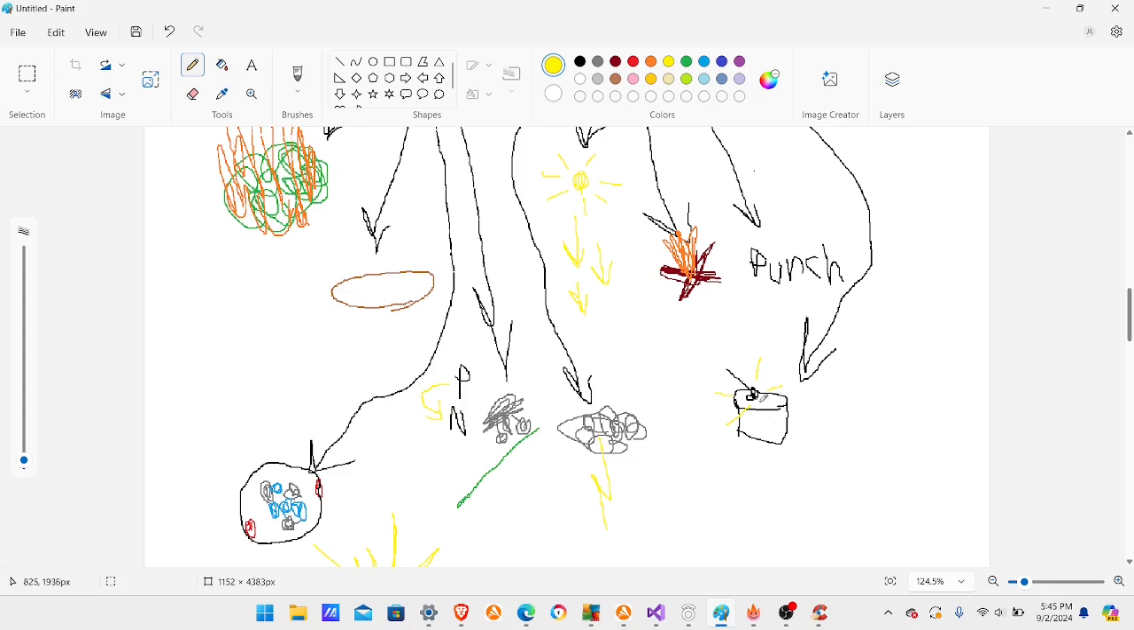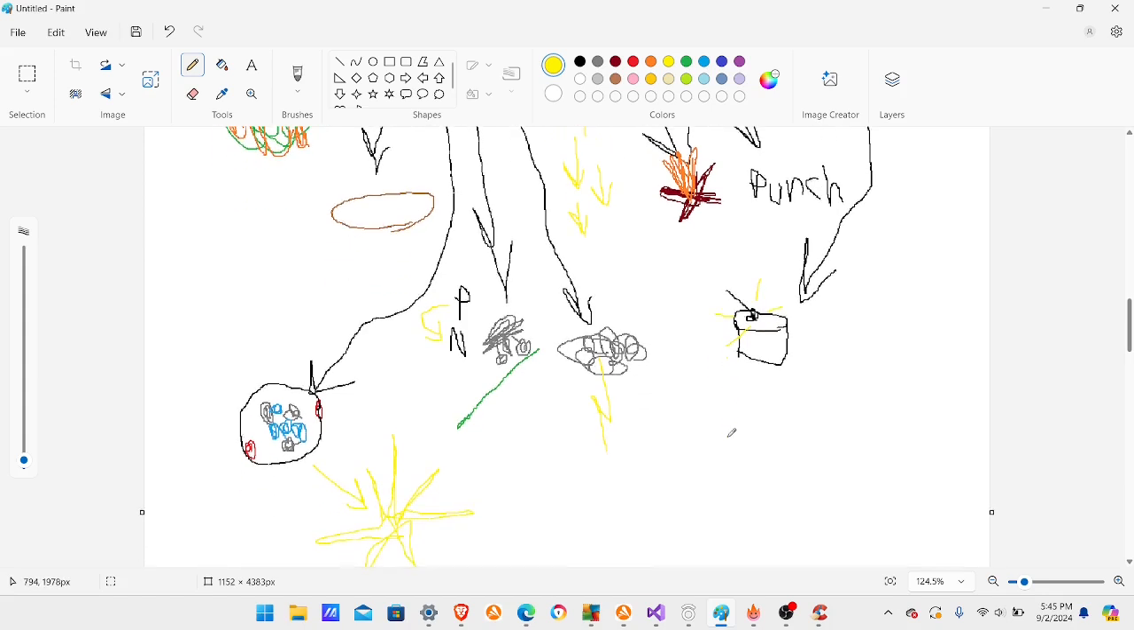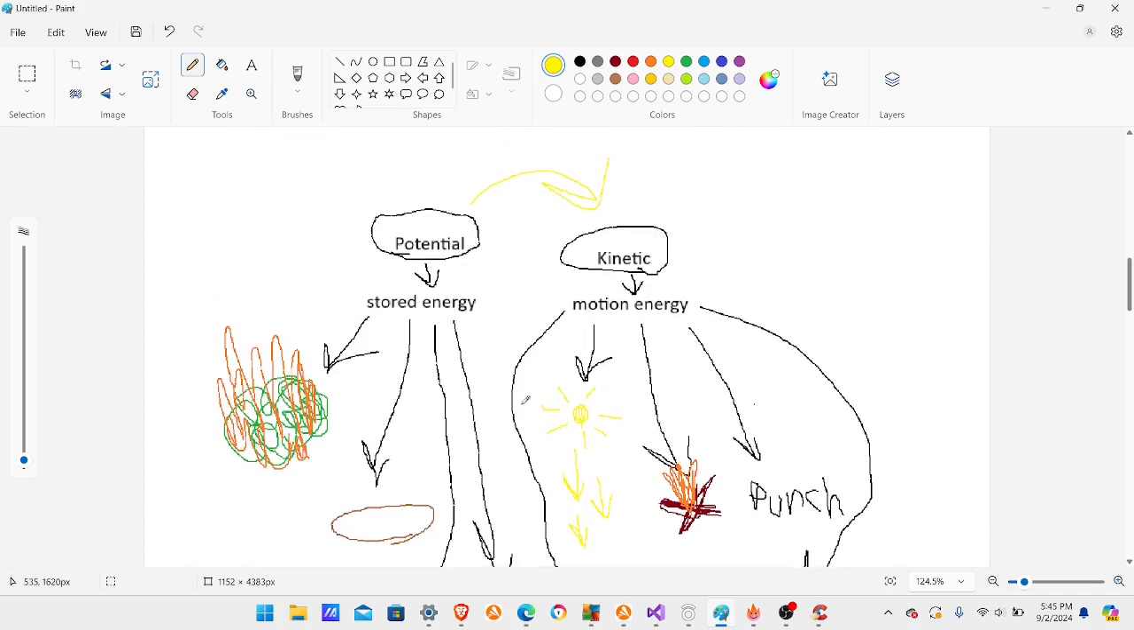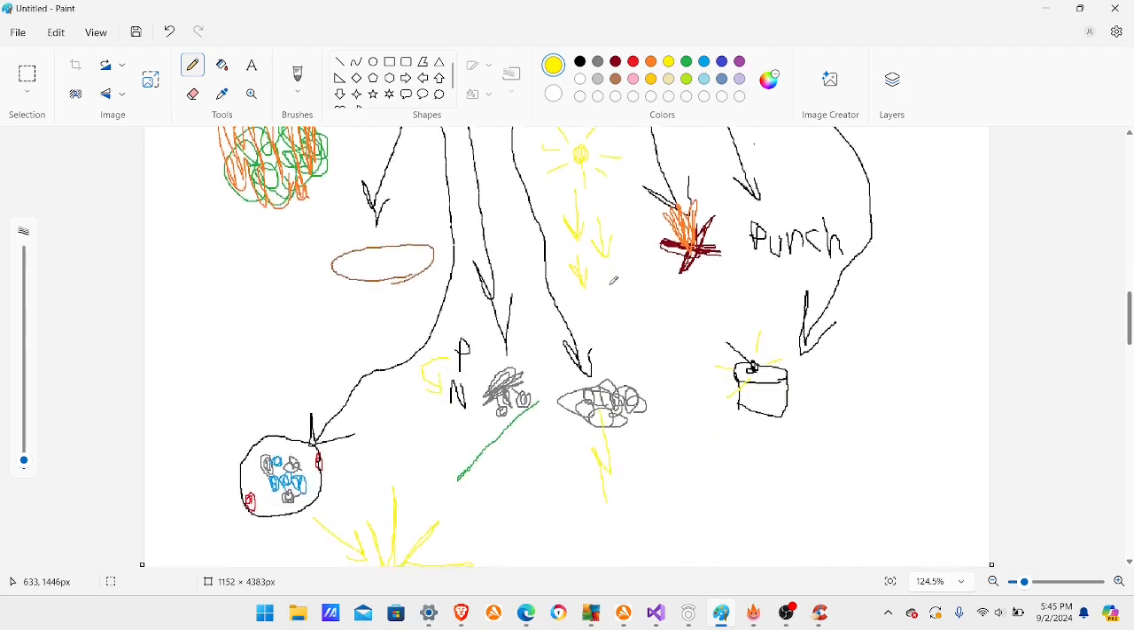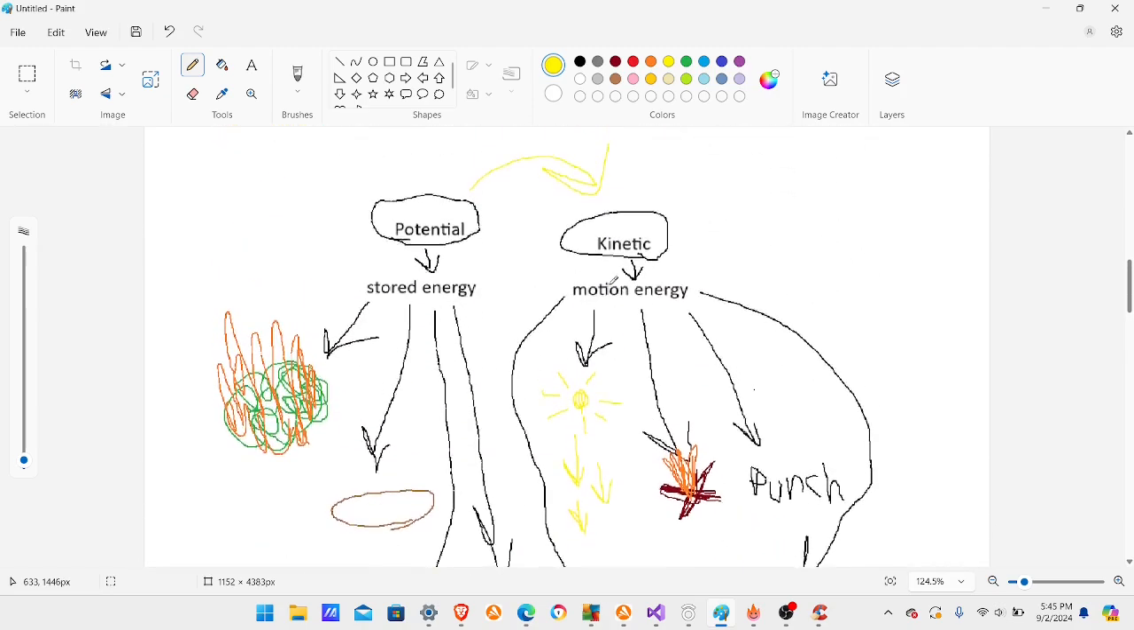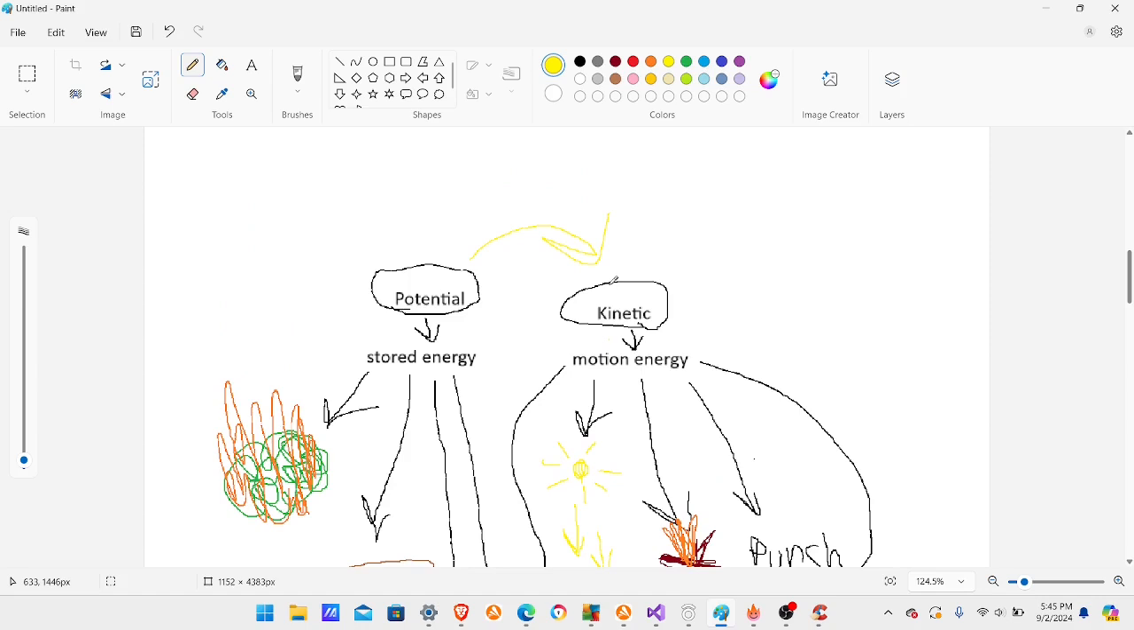And you have sound energy, which is caused by vibrations. Then you have electrical energy. This is the last one, electrical energy, which is just the movement of electrons between atoms. So we've talked about potential energy, stored energy, and kinetic energy, motion energy. Now we're going to talk about this in relation to atoms.